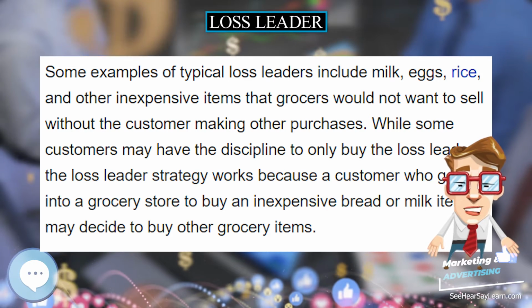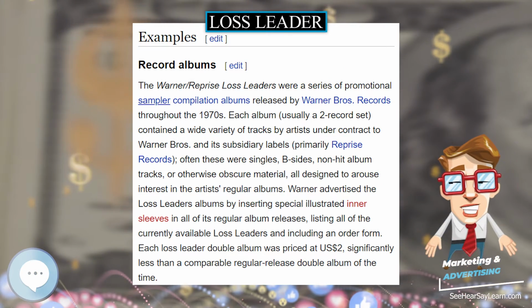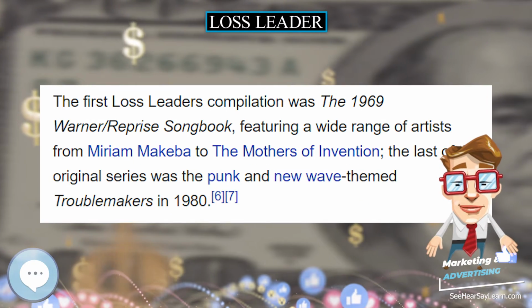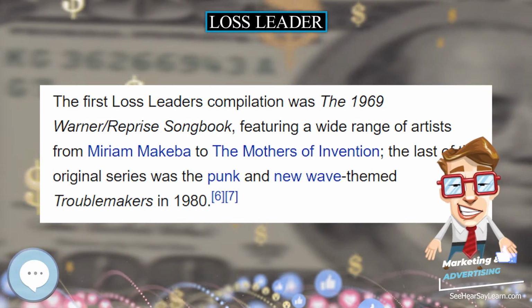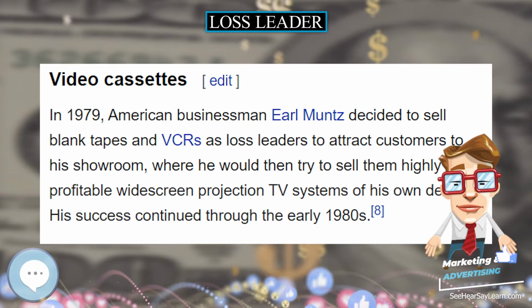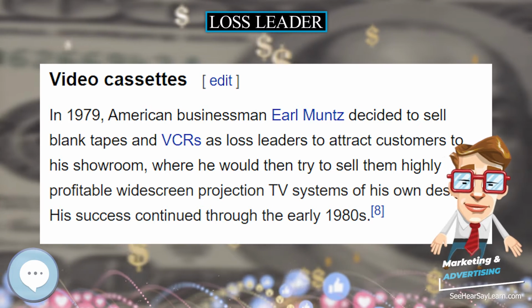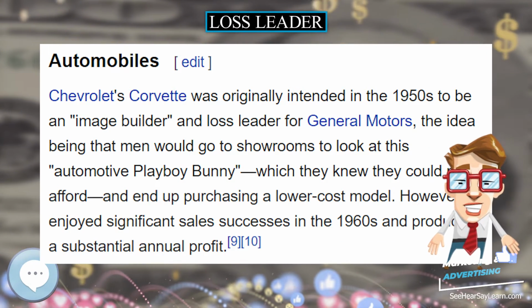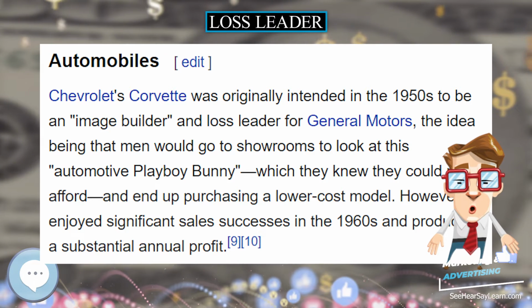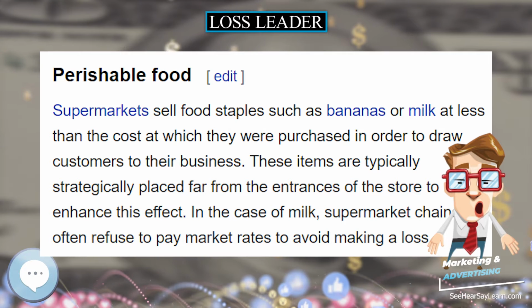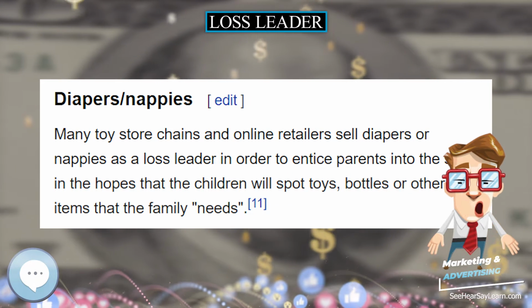Characteristics. Some examples of typical loss leaders include milk, eggs, rice, and other inexpensive items that grocers would not want to sell without the customer making other purchases. While some customers may have the discipline to only buy the loss leaders, the loss leader strategy works because a customer who goes into a grocery store to buy an inexpensive bread or milk item may decide to buy other grocery items.